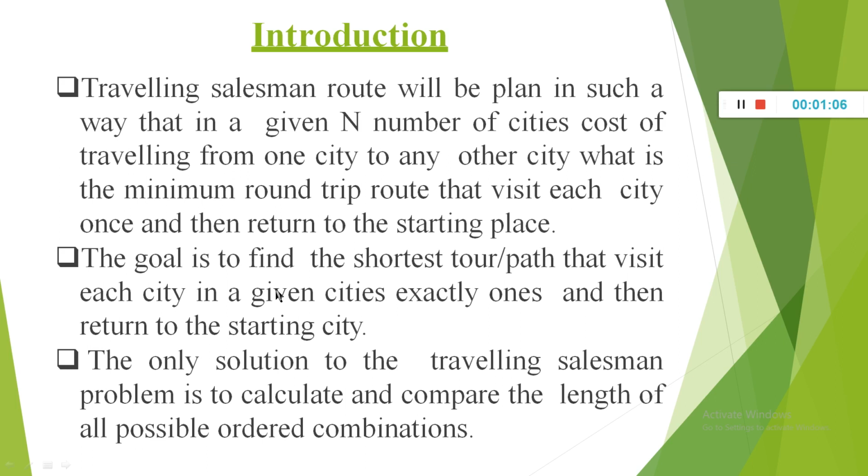The goal of the traveling salesperson is to find the shortest tour or path that visits each city in the given cities exactly once and then returns to the starting city. This is the goal of the traveling salesman problem, and the solution is to calculate and compare the lengths of all possible ordered paths from source to source. So here we have to find the path that consumes the minimum cost. That is the task or goal of the traveling salesman problem.